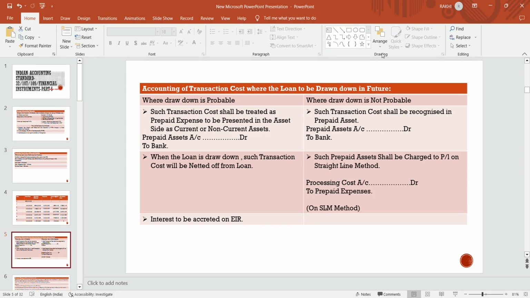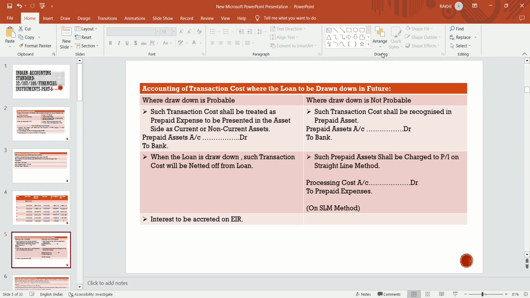When the loan is actually drawn down, say the loan is sanctioned in year 1 but actually drawn in year 2, then at that time the transaction cost will be netted off from the loan amount. And interest, as usual, should be charged at the EIR, effective interest rate.